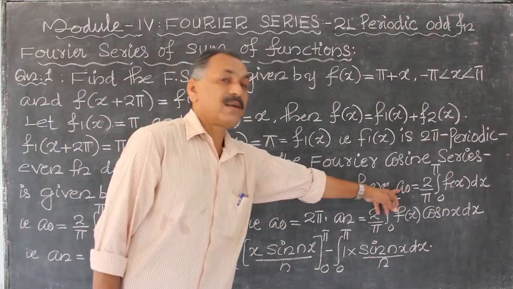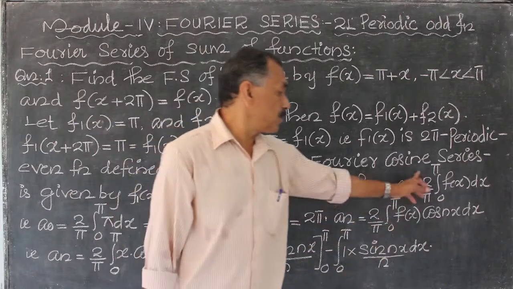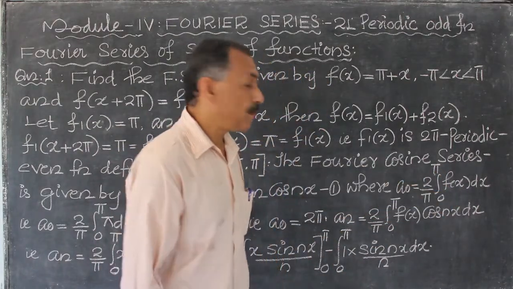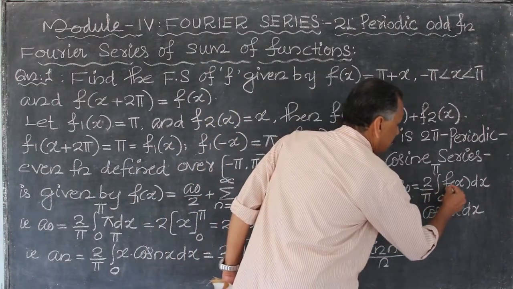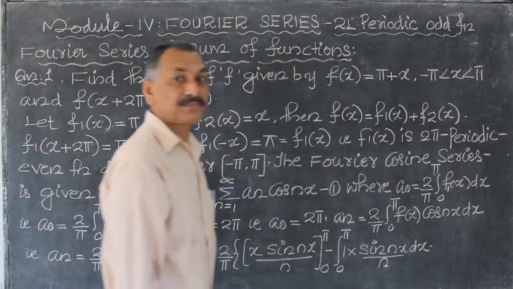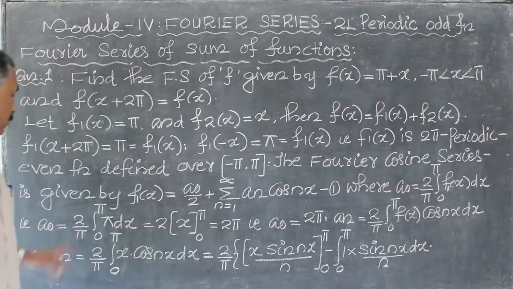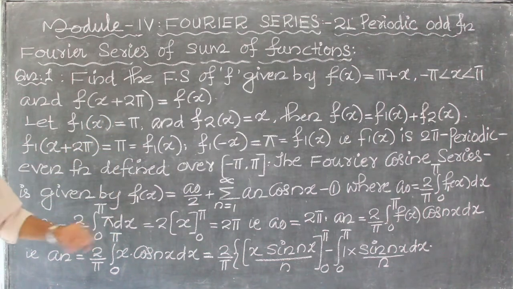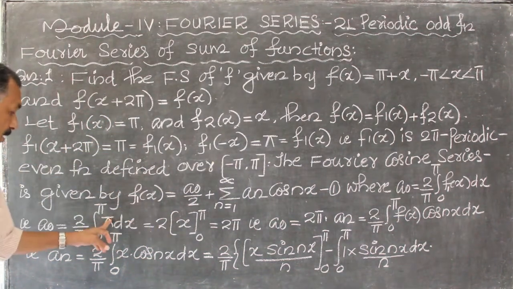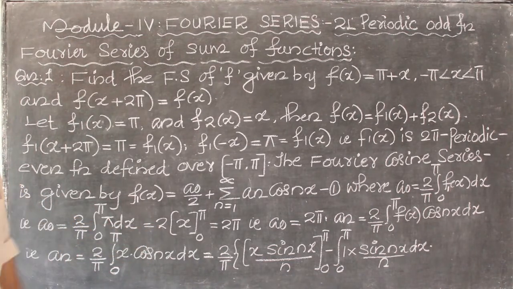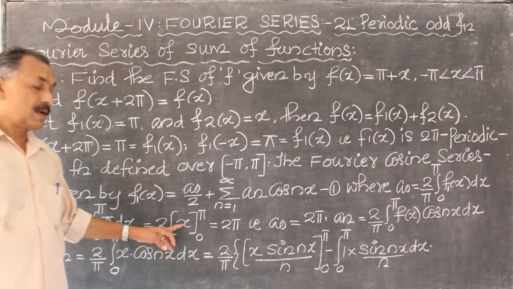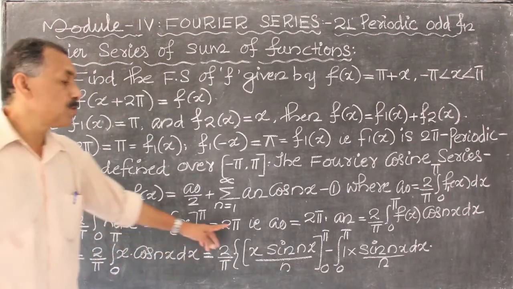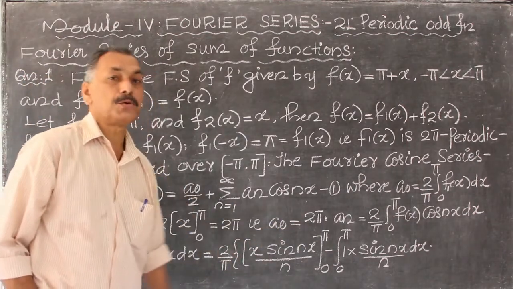Then what is a0? a0 is equal to 2 by pi integral 0 to pi of f1 of x dx. That is equal to 2 by pi integral 0 to pi of pi dx. Pi outside and pi cancelling, that is 2 into integral dx, which is equal to x between the limits 0 to pi. That is 2 pi. So a0 is equal to 2 pi.